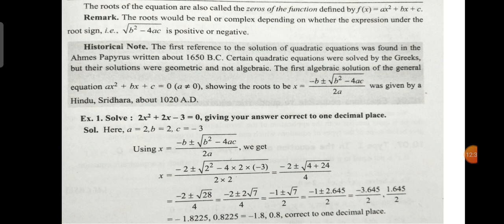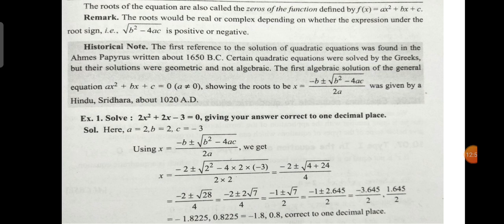Root of 4 into 7 means root of 4 into root of 7. Root 4 is 2, so that is 2 root 7 divided by 4. Cancelling 2 from numerator and denominator, it becomes minus 1 plus or minus root 7 by 2.